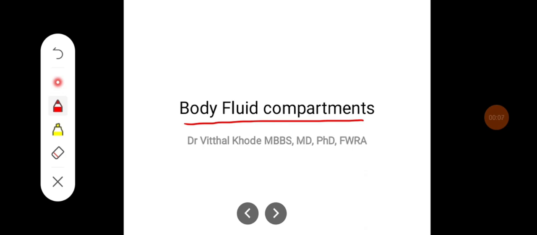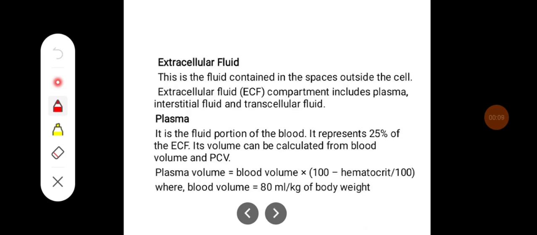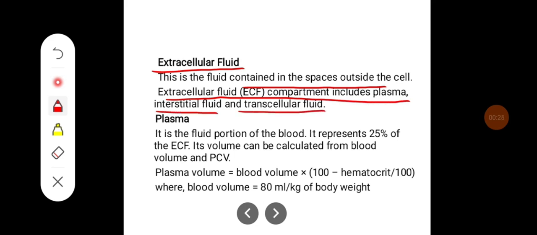Body fluid compartments can be broadly categorized into intracellular fluid and extracellular fluid. This is the fluid contained in the spaces outside the cell. The extracellular fluid compartment includes plasma, interstitial fluid, and transcellular fluid.